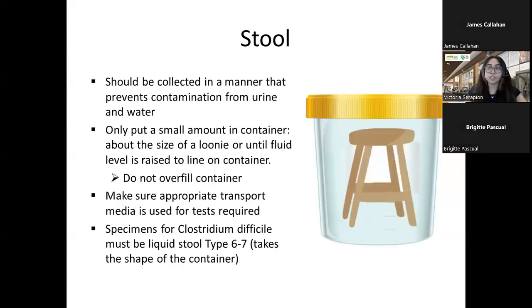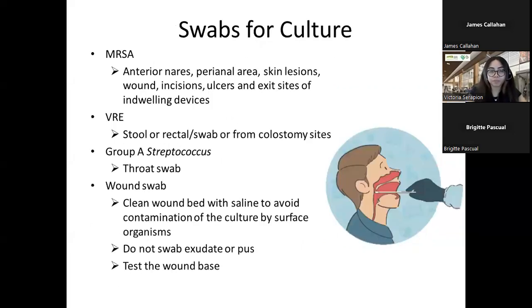For stool collection, it should be done in a manner that prevents contamination from both urine and water, and approximately the size of a loonie, or until fluid levels rise with the appropriate transport medium. And for Clostridium difficile, also known as C. diff, the stool should be type 6 or 7, and it should take the shape of the container.